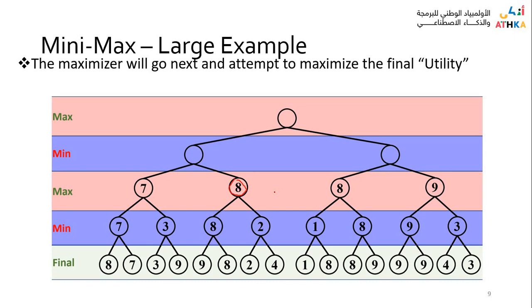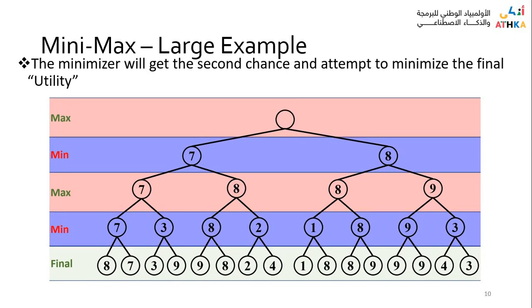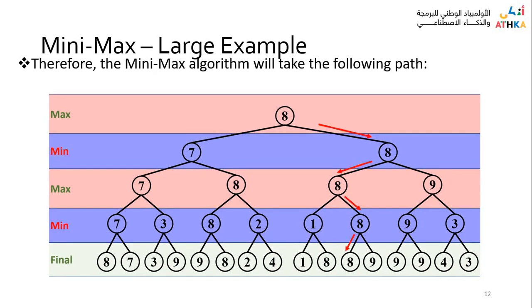Then the minimizer is going to come, and he's going to select the minimum of the level that's beneath it, and that will make it 7 and 8. And then the maximizer is going to select the 8, and this is how that game would go eventually if 2 smart agents were playing this game.